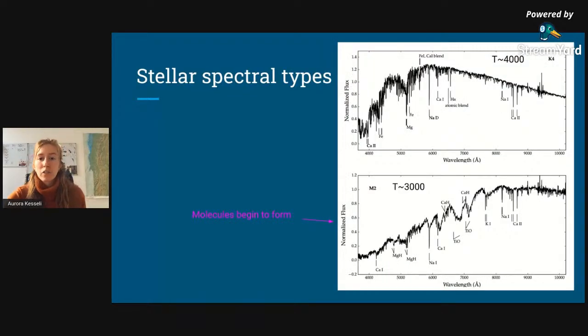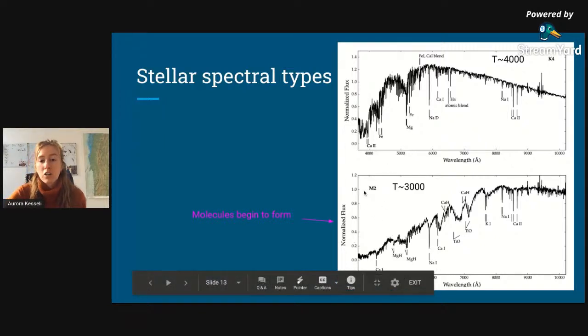And next, for the low mass stars, this is a K4 spectral type here, and the temperature is about 4,000. Here's an M2 spectral type. The temperature is about 3,000 or a bit more. And around these spectral types is when we can start to see molecules forming in the atmospheres of the stars. And it's especially noticeable at M star spectral types.